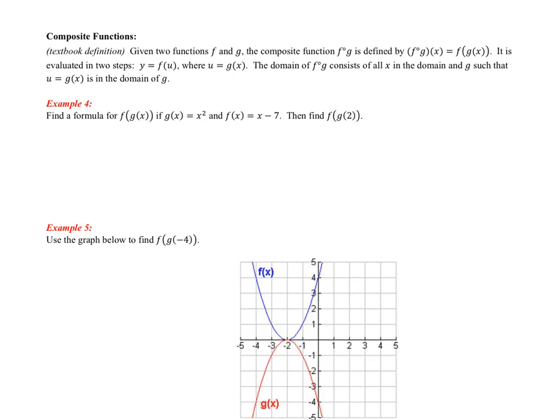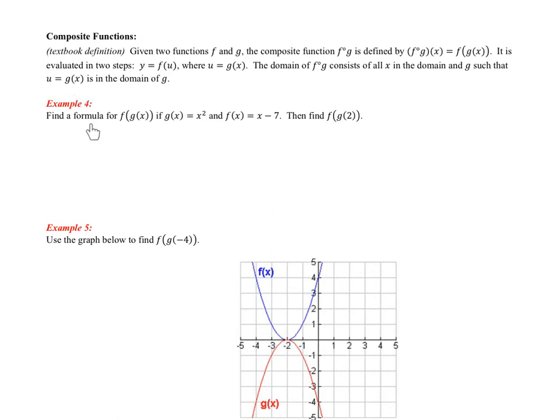All right, let's continue here with the textbook definition of a composition of functions, or composite functions. Given two functions, f and g, the composite function, this is the notation f of g of x, is defined by f of g of x, which is, this is probably a more familiar notation for a composition of functions. It is g inputted into f of x. It is evaluated in two steps. Y equals f of u, where u is equal to g of x. The domain of f of g of x consists of all x values in the domain of g such that u equals g of x is in the domain of f.